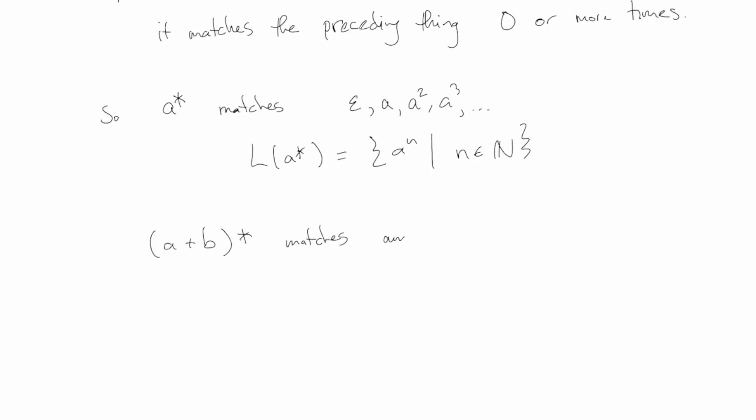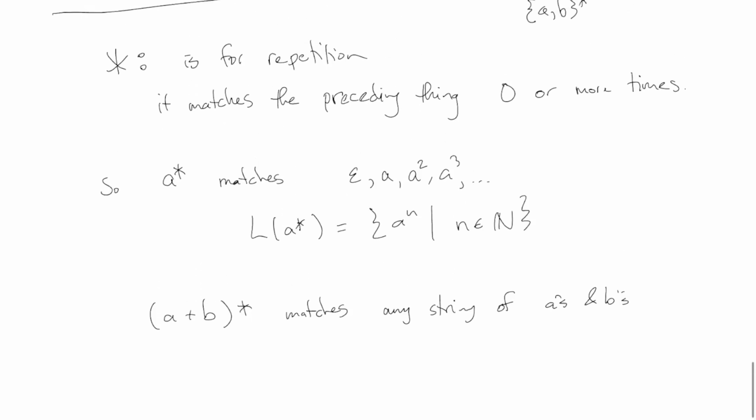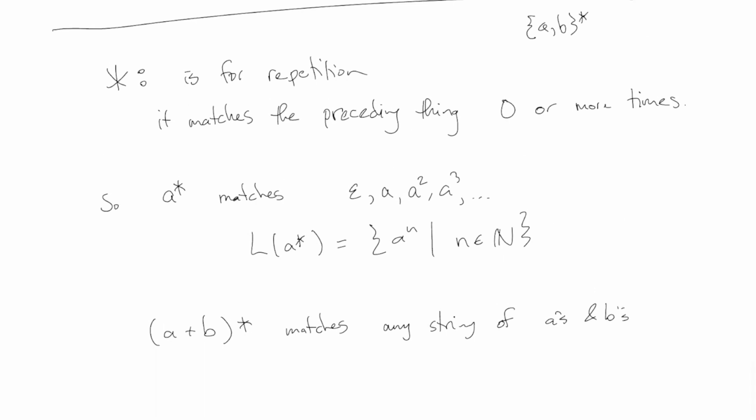This matches any string of A's and B's. Actually, as a set, it's the same as this, A comma B star. Repetition is not really the right word to use, although there isn't a great alternative word in English for what you're doing. You are doing this pattern over and over again, but each individual instance of the pattern can either be an A or a B.